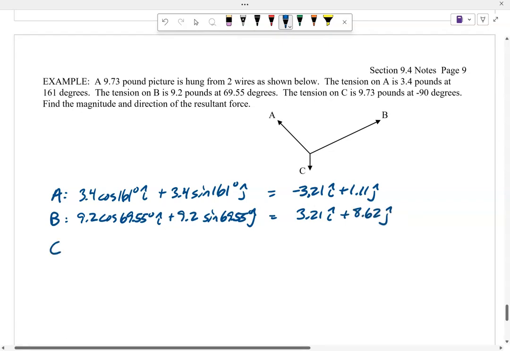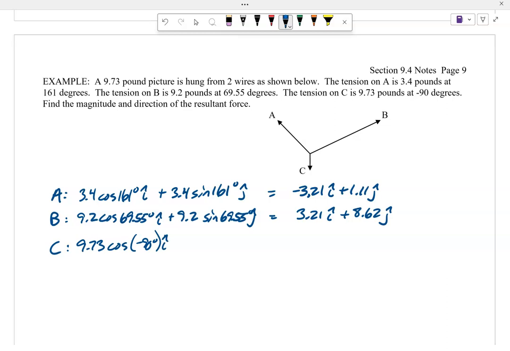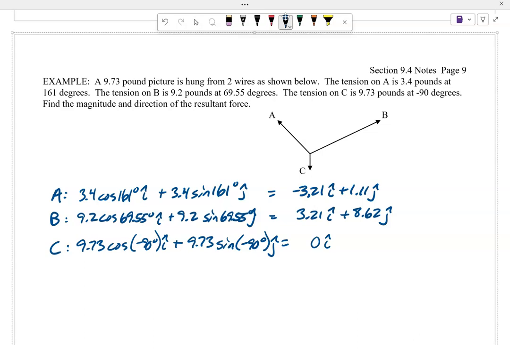Now let's do C. Tension on C is 9.73 pounds. Cosine negative 90. 9.73 pounds sine negative 90. Yeah, cosine negative 90, of course that's 0, so I got 0 I. Sine negative 90 is just negative 1, so I got minus 9.73 J.